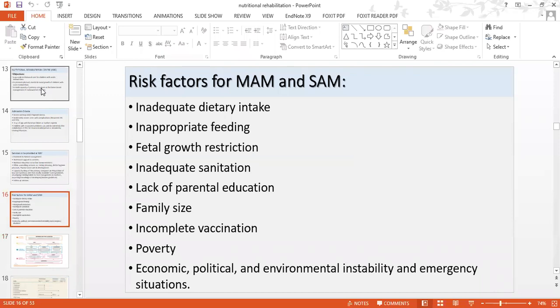Who is at risk of developing moderate and severe acute malnutrition? People who have inadequate dietary intake, inappropriate feeding, fetal growth restrictions, inadequate sanitation, lack of parental education, the family size, the number of children in the family, the immunization status, poverty, economics, politics, and environmental instability and emergency situations also play a role in putting children at risk of developing moderate and acute malnutrition.